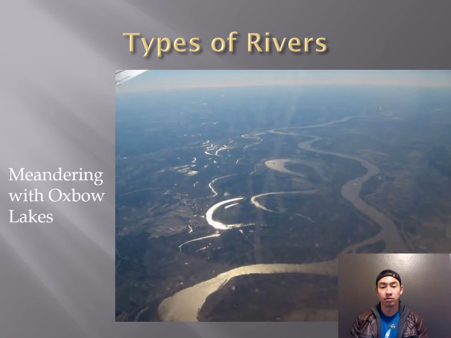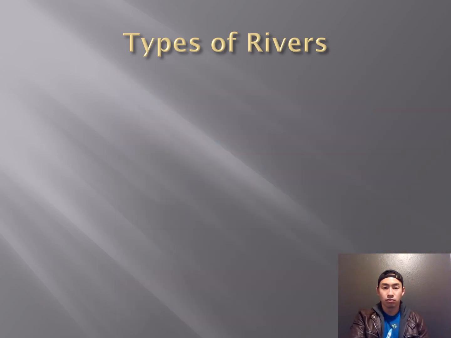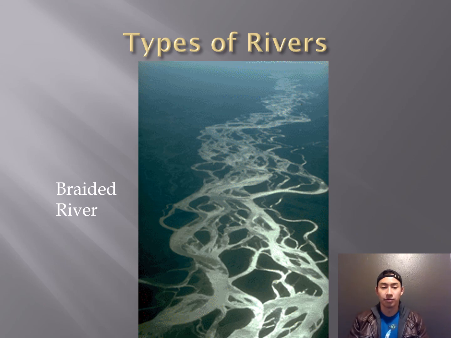We have meandering rivers with oxbow lakes. So the oxbow lakes are these crescent-like lakes that are left over when, as the river meanders, it leaves behind these oxbow lakes. So it's kind of the shape of an oxen horn, hence the name oxbow lakes. And we have a braided river. So the braided river looks like a braid, essentially. It's a bunch of small rivers and streams that are winding back and forth, and they connect together to be a braided river.